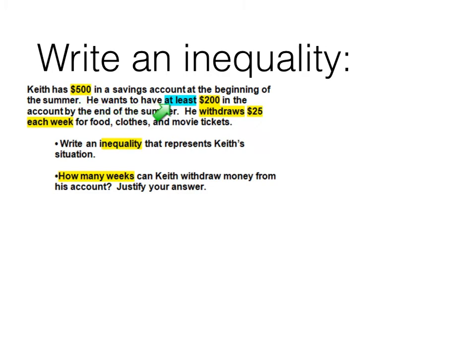He wants to have at least $200 in the account by the end of the summer. He withdraws $25 each week for food, clothes, and movie tickets. Write an inequality that represents Keith's situation. How many weeks can Keith withdraw money from his account? Justify your answer. Well, let's start with defining a variable.